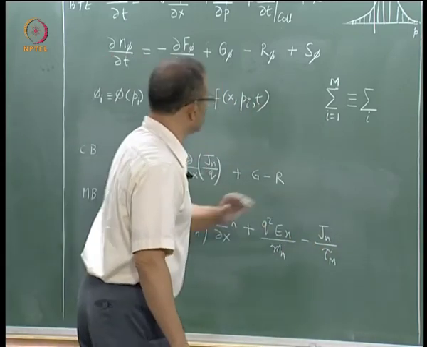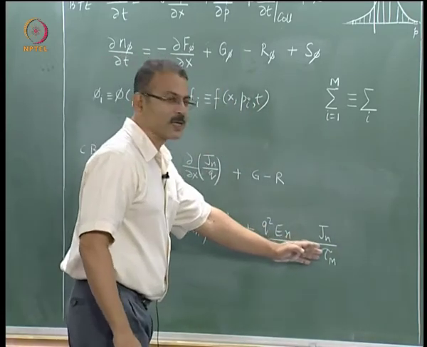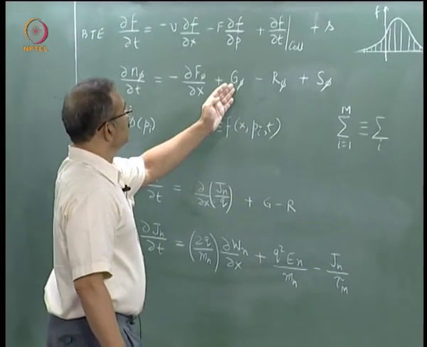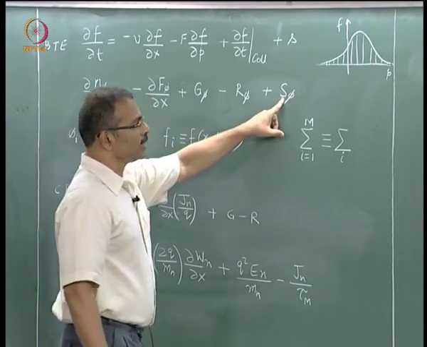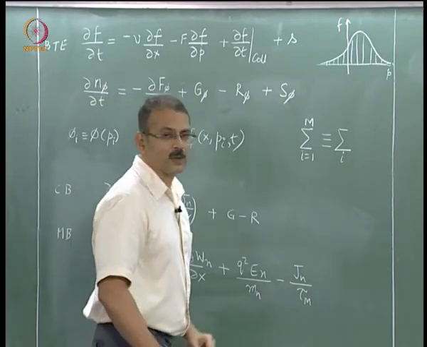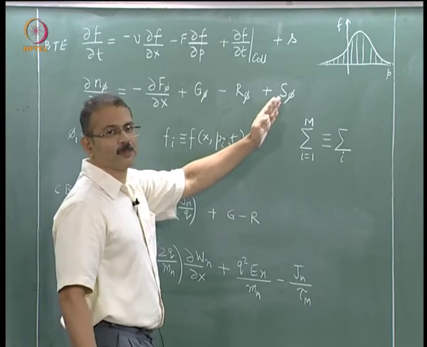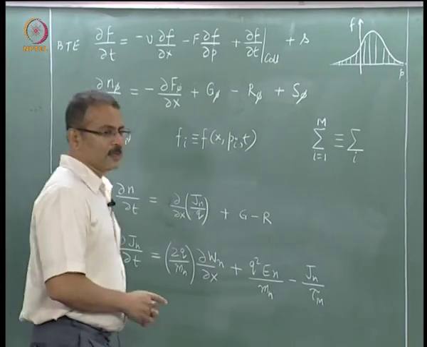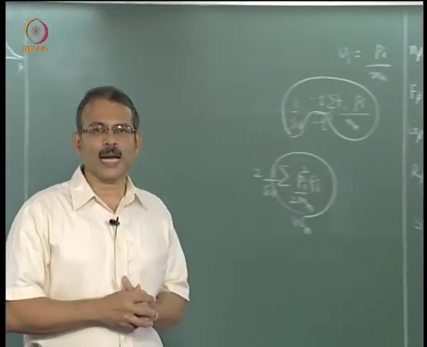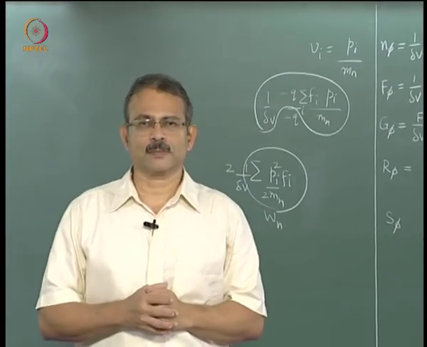So this generation and recombination are not electron hole pair generations or recombinations, they are G phi and R phi. The term corresponding to electron hole pair generation and recombination is 0, that is why we are not writing it down. Now similarly let us look at the energy balance equation.